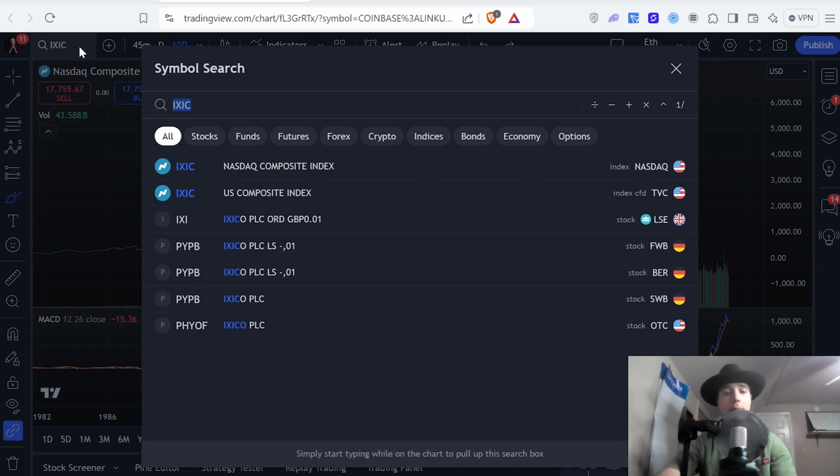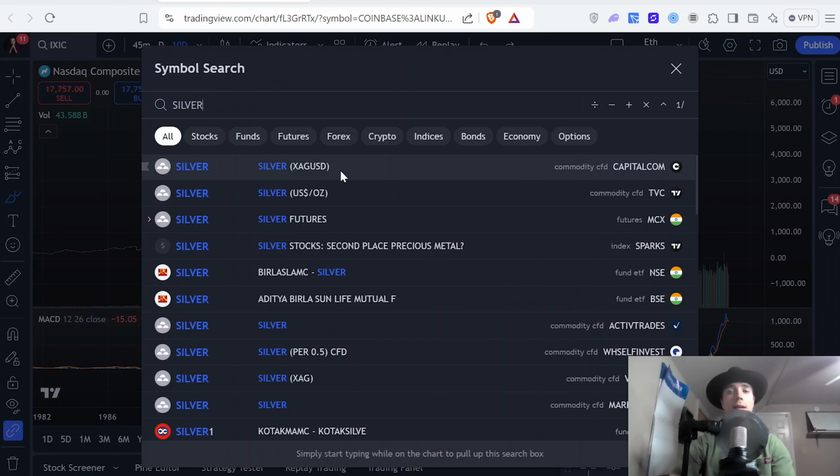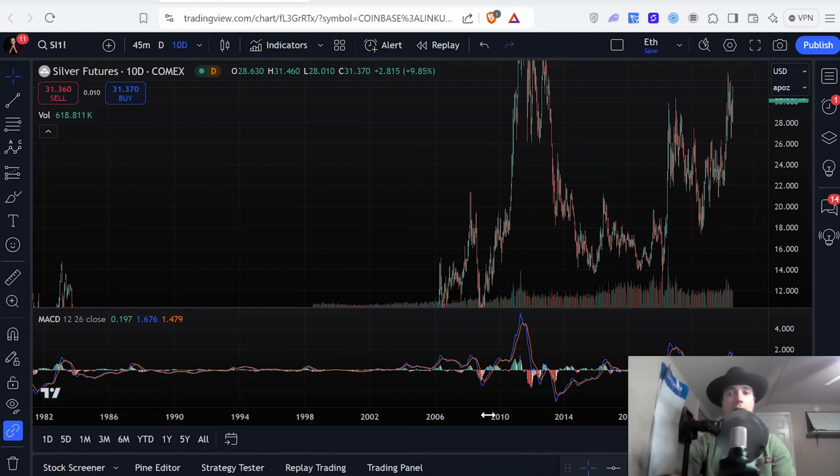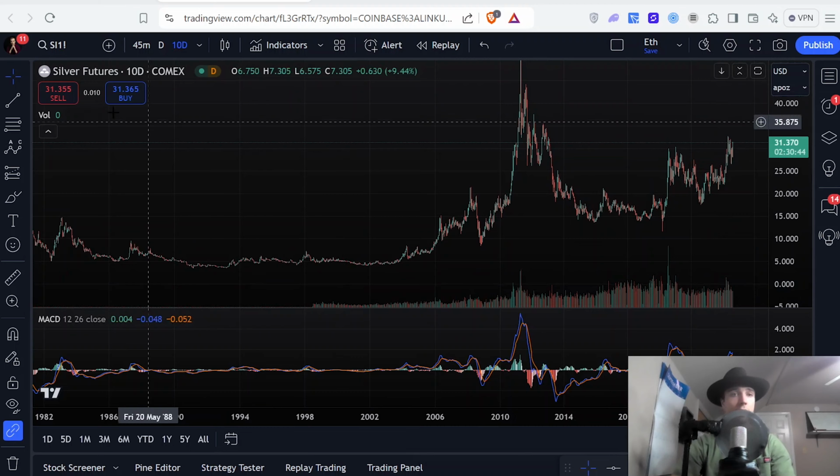It's very, very common. In fact, silver did a little mini version of this same echo cycle. So if we take a look at silver futures, and this is actually a lot more like what we're seeing here on Chainlink.